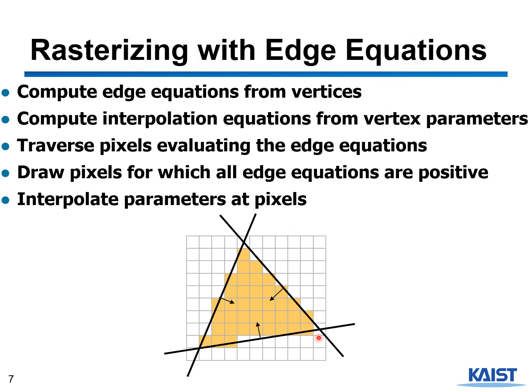So given these vertices, we first compute edge equations from the vertices, then we compute the interpolation equation from the vertex parameters, and then we traverse pixels and evaluate these edge equations. If a pixel is within the edge equations, then we compute the color of that triangle and assign the color to the pixel. Basically, in other words, that's interpolating the parameters at those vertices. I will talk about details of this technique later on.